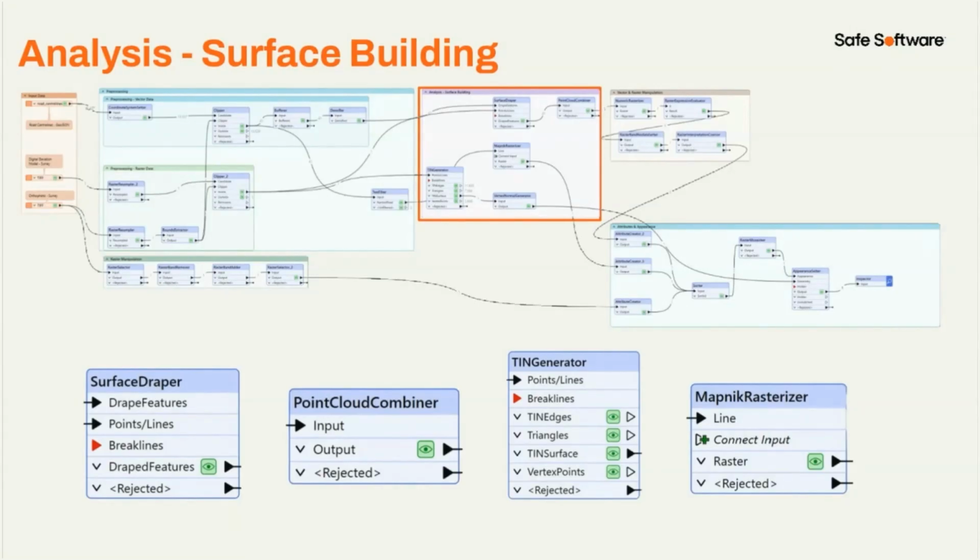The tin generator builds a triangulated irregular network from that point cloud. This is a vector-based surface that captures elevation changes with precision and efficiency. And then finally, we have the Mapnik rasterizer, which converts vector outputs into raster form at fine resolution, blending structural accuracy with smooth visual rendering. Together, these transformers create a surface that not only looks realistic, but also maintains true spatial and elevation integrity, another key principle in terrain-based imagery.